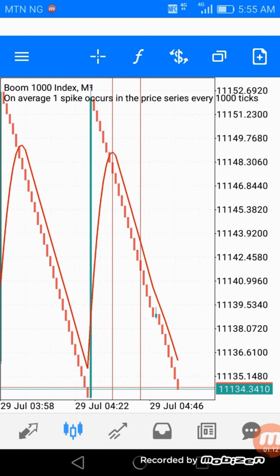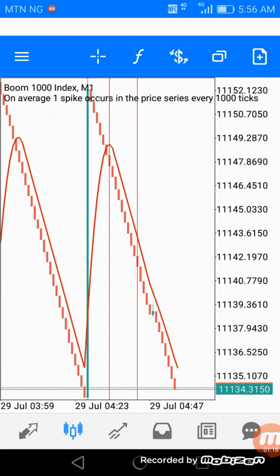Now, whatever be the number of calibrations on your chart, you are counting half of it. For boom, you are counting half from the top, and for crash, you are counting half from the down. For instance, if you have 16 calibrations on your chart, okay, you are counting 16 for boom.